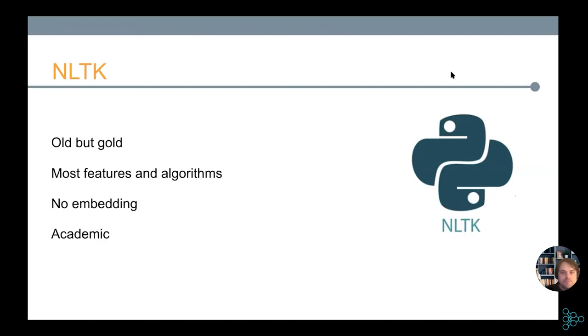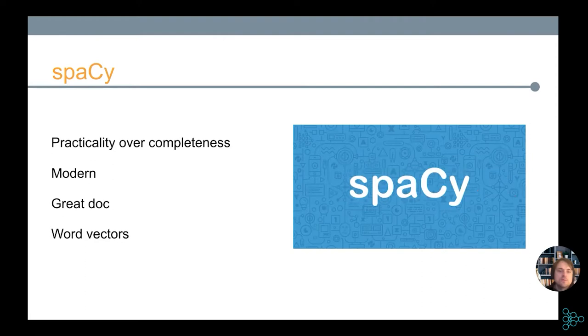On the other side, we have spaCy, which is more practical. So it's more for people working in the industry, and they favor practicality over completeness. So they have a subset of algorithms that are quite efficient, contrasting NLTK, where they try to have as many as they can. It's more modern, so you can feel the difference in the way it was coded. It has great documentation, and it also contains word vectors, which is this embedding that NLTK doesn't have.